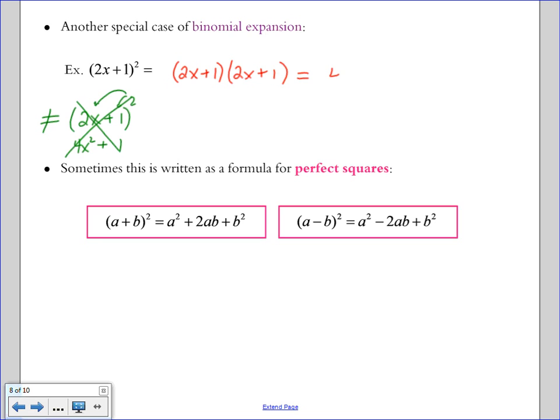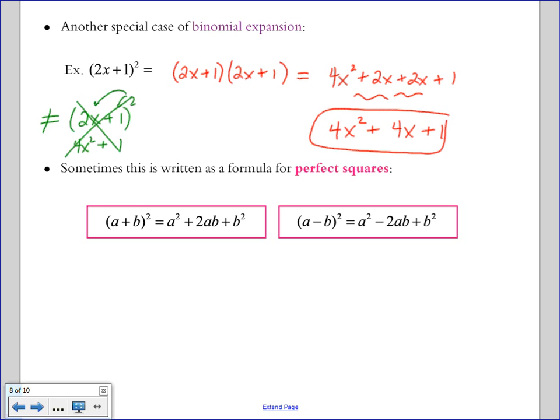So we have to do first, outer, inner, last. First, outer, inner, last. And you can see that the middle two terms here do not cancel each other out. In fact, they add together to give the middle term of 4x, which is the correct answer, as opposed to this, which didn't even have a middle term because it violated a rule of algebra. Sometimes this is also written as a formula. This is called the perfect square formula, a perfect square because the original expression is written as a factor squared. Again, I tend not to use these two formulas. I just distribute it out, and you'll get the correct answer anyway.